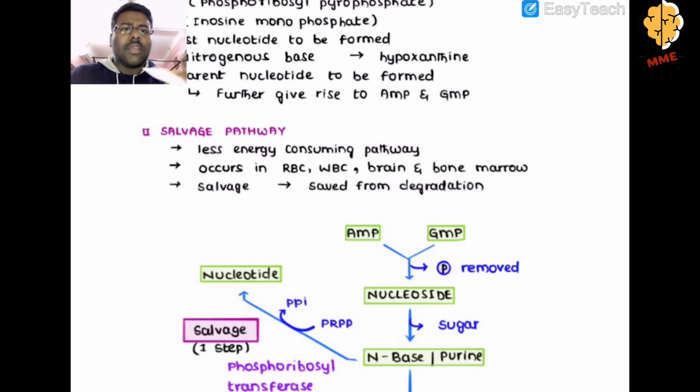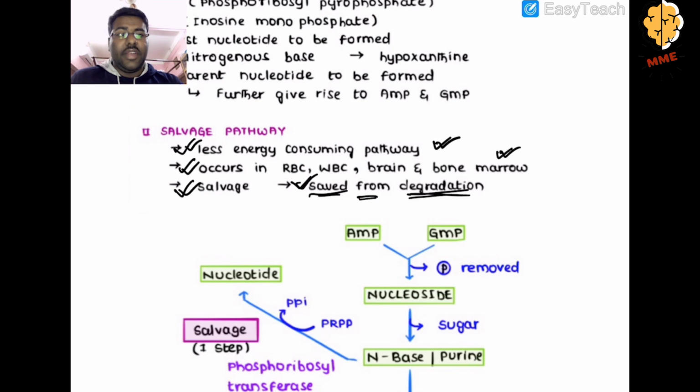And why is the salvage pathway preferable? Because it is a less energy consuming pathway. Both of these statements are very important: one is that it is a less energy consuming pathway, and second is that RBC, WBC, brain and bone marrow are the centers where the salvage pathway takes place. Why is the name salvage used here? Because it is saved from degradation.